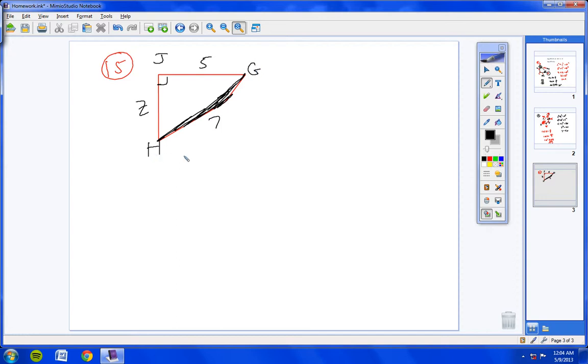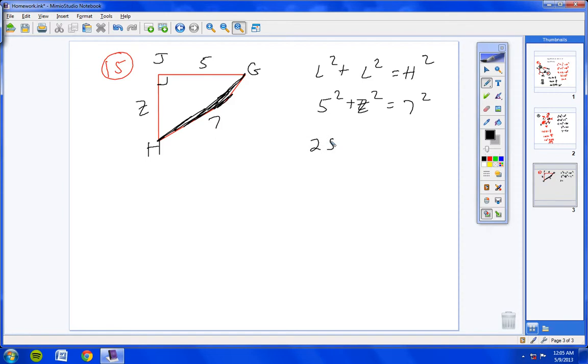Step 1 says see if you have a special triangle. We don't. Step 2 says solve for the sides first. Use Pythagorean's theorem if you can. We know 2 sides, so we can definitely use Pythagorean's theorem. So one leg is 5, and the other leg we don't know. I guess we're going to call it z squared. And the hypotenuse is 7.